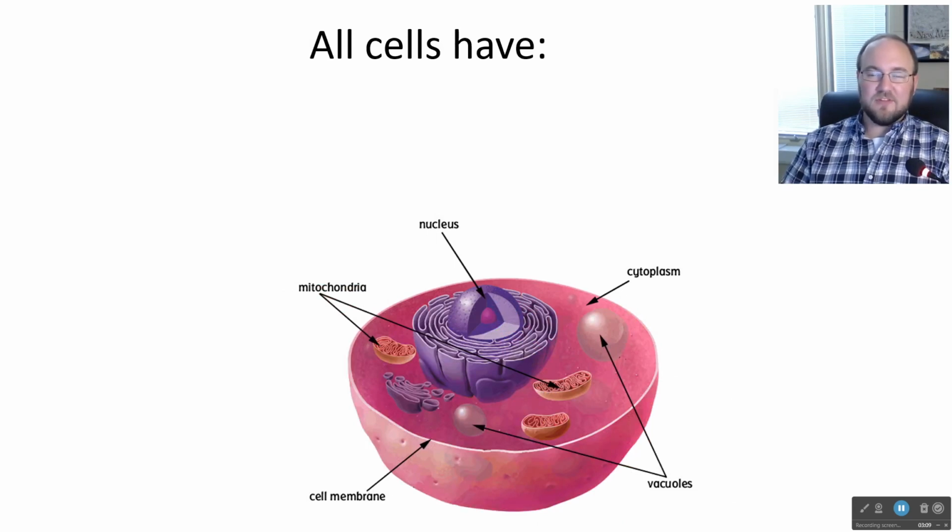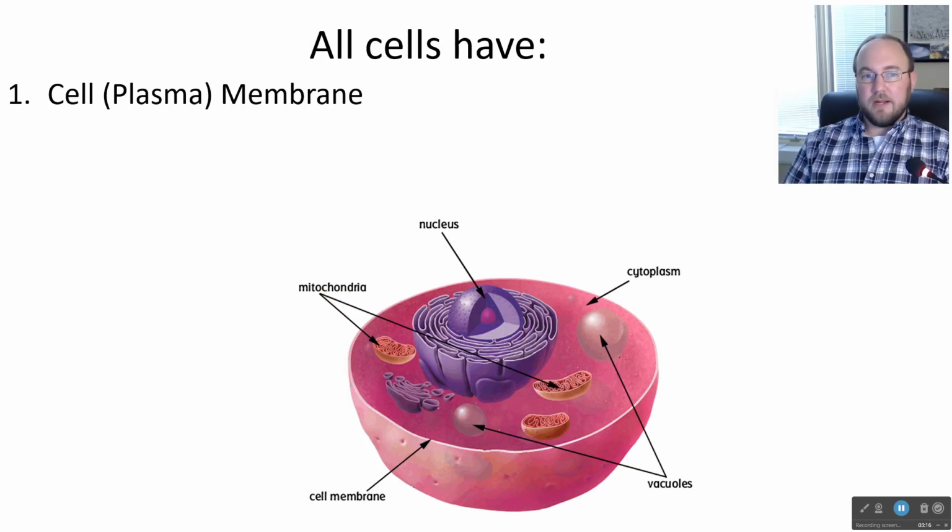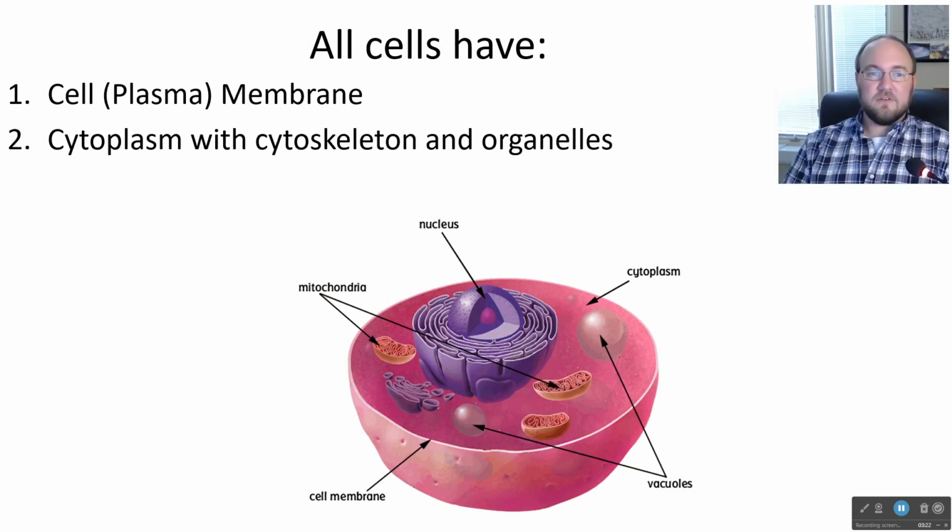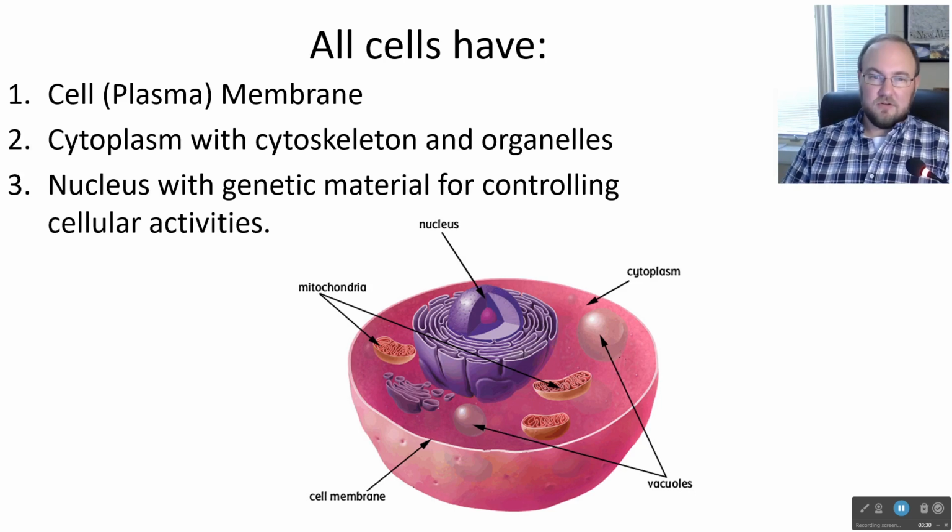So here's a very basic diagram of a cell, very simplified. All cells have three main things, all of our cells. They have a membrane, a plasma membrane that's forming kind of a container for everything. All cells have cytoplasm with stuff, that's the guts of the cell: cytoskeleton, organelles, things like that. And all cells have a nucleus with genetic material for controlling what the cell does. We're going to take a closer look at each one of these components, characteristics, maybe that's a better word, of our cells, starting with the cell membrane.